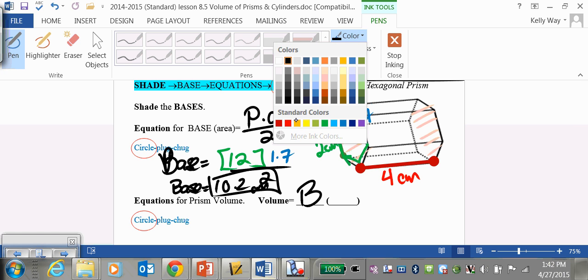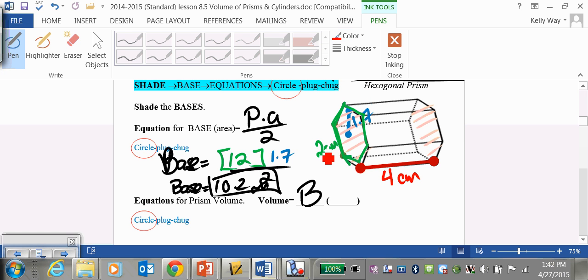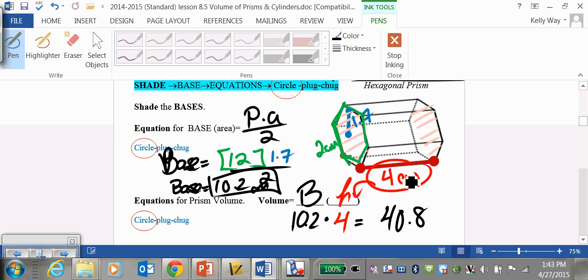Now, our volume is going to be area of the base. Notice I'm using a capital B there. Capital B means area of, times my height. My height, I plug it in, is 4. My base is 10.2. It's 40.8. Watch your units, centimeters cubed. And that, always label, that's volume.